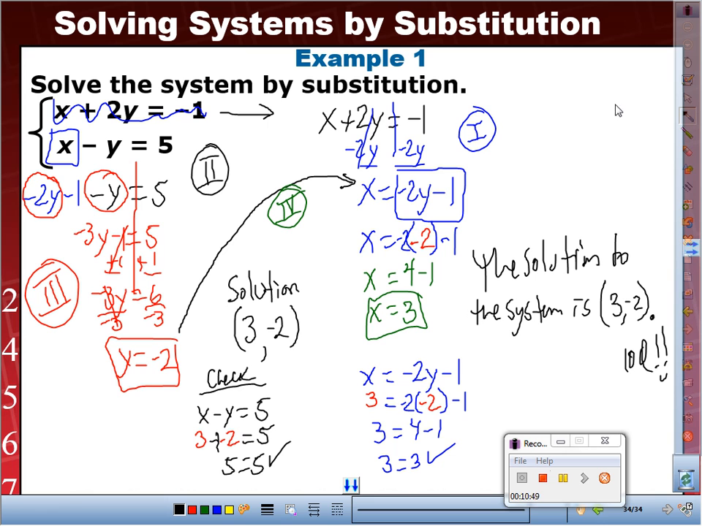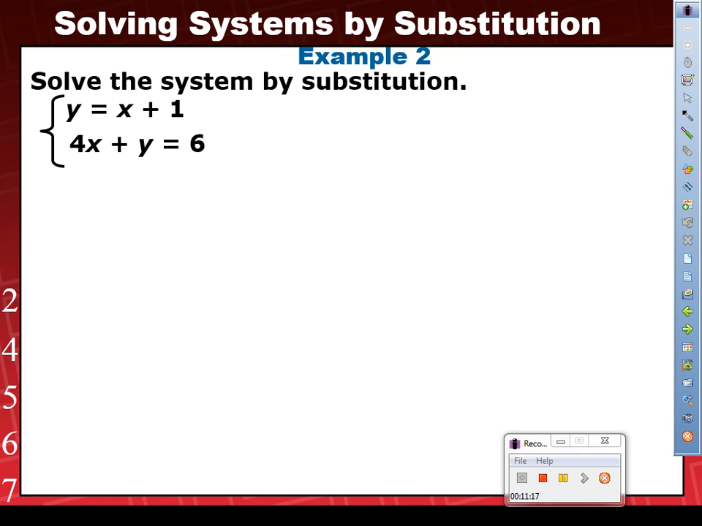Copy this next one down, please. Here goes the next one. Example number 2. Okay, thank you.